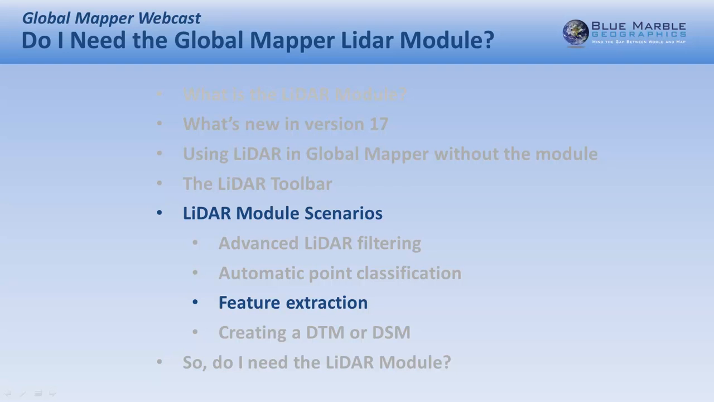So the next section in our module scenarios list is feature extraction, and it follows on from the point reclassification that we had done previously, both for our trees and buildings point cloud, and also for the power lines that we just worked on. So we're going to go through a couple of scenarios where we're going to create vector representations. For the buildings we're going to create polygons. For the trees we're going to create points. We're actually going to represent those points with three-dimensional models. And for the power lines we're going to create line features.